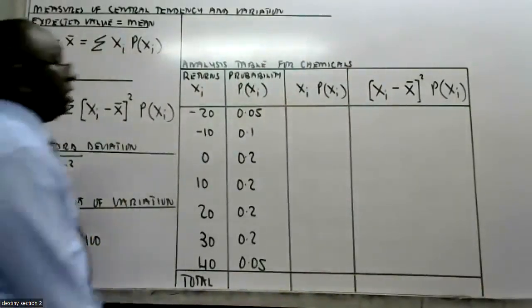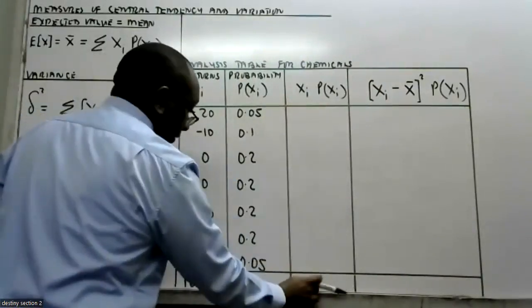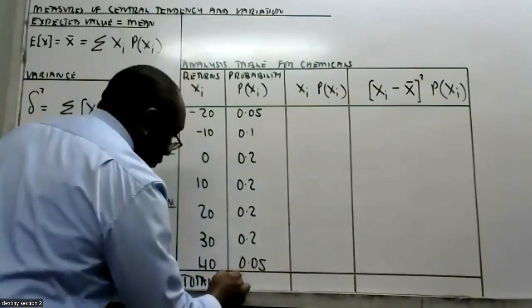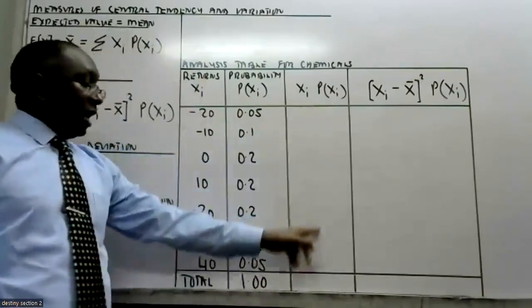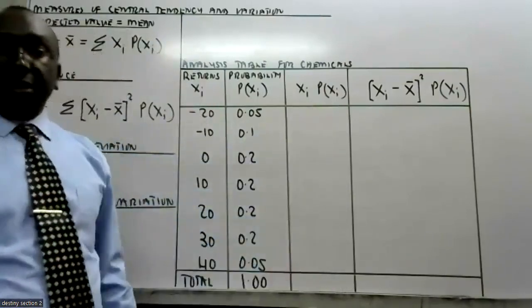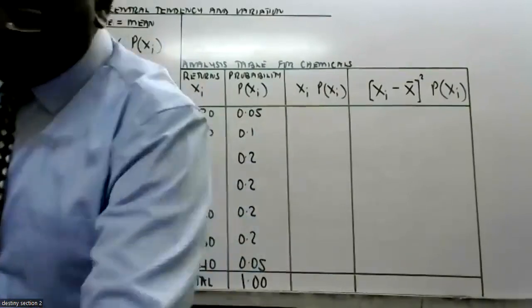So multiply, then you give me the total here first. This one, confirm whether the total will go to 1. So multiply as you write the answers, work here. Then I'll guide you from there.